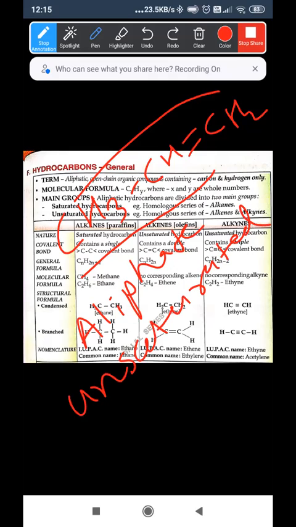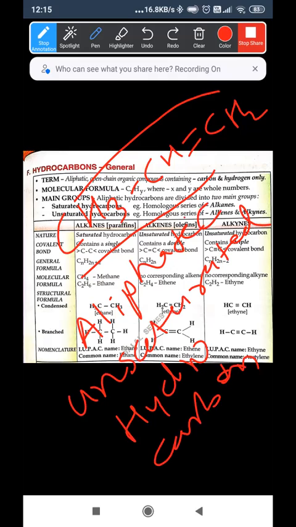And since carbon and hydrogens are there, we can say it is a hydrocarbon. So in short, what is alkene? The alkene definition would be: an aliphatic unsaturated hydrocarbon containing one or more double bonds.